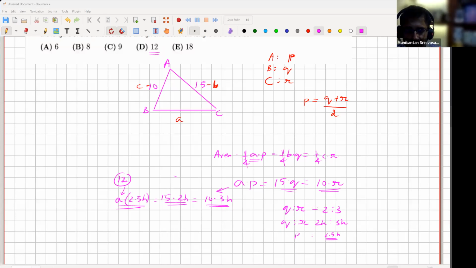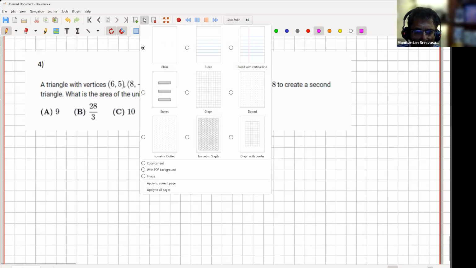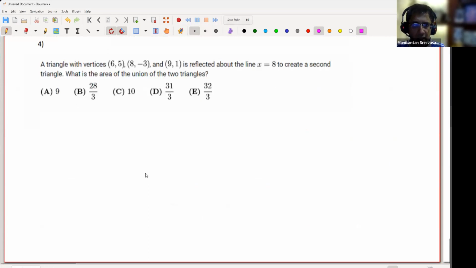Question 4. Triangle with vertices 6, 5. Let me just move this to plain. So the 3 points are given, and then it's reflected about x equal to 8, which is a vertical line, right? Parallel to the y-axis. To create a second triangle, what is the area of the union of the two triangles? Okay, that's the question. Any answers, guys?